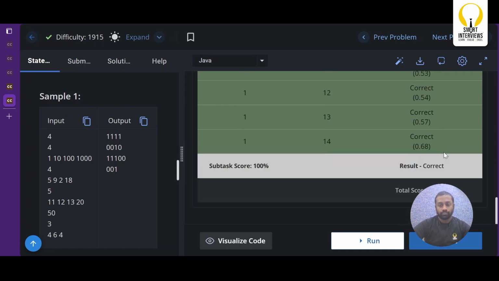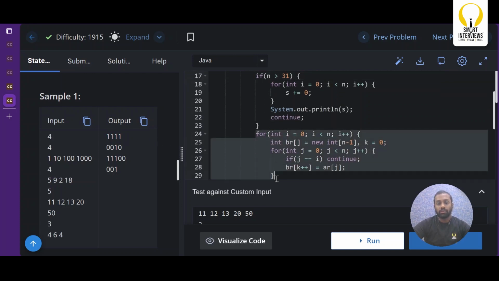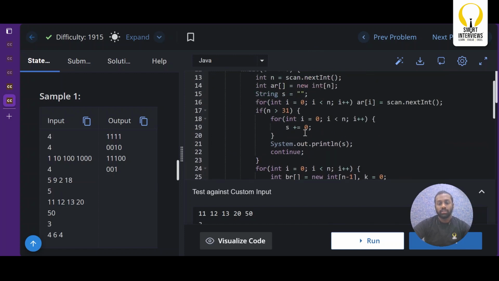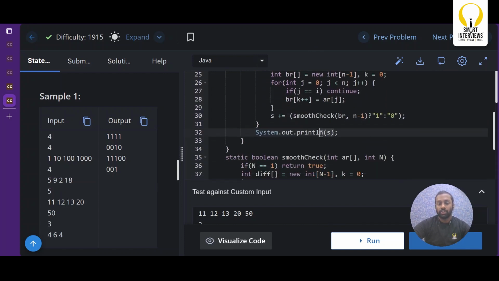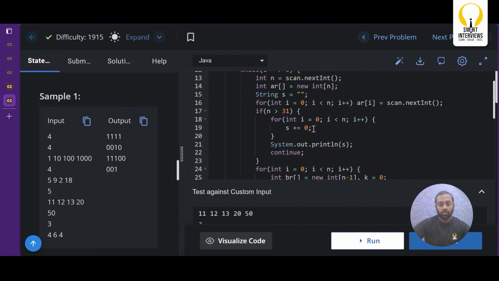Correct answer. Understood. So if I had even 31 elements, then when I remove one element, it becomes 30 elements. And I know that 10 power 9 can be the maximum element if n is equal to 30. So even if it is 31, here he has given us a task of removing one element, right? So I'm still going to check after removing that one element, is my array smoothly increasing? If it is still not smoothly increasing, then obviously I'm going to print for what elements it is not smoothly increasing, for what elements it is smoothly increasing.